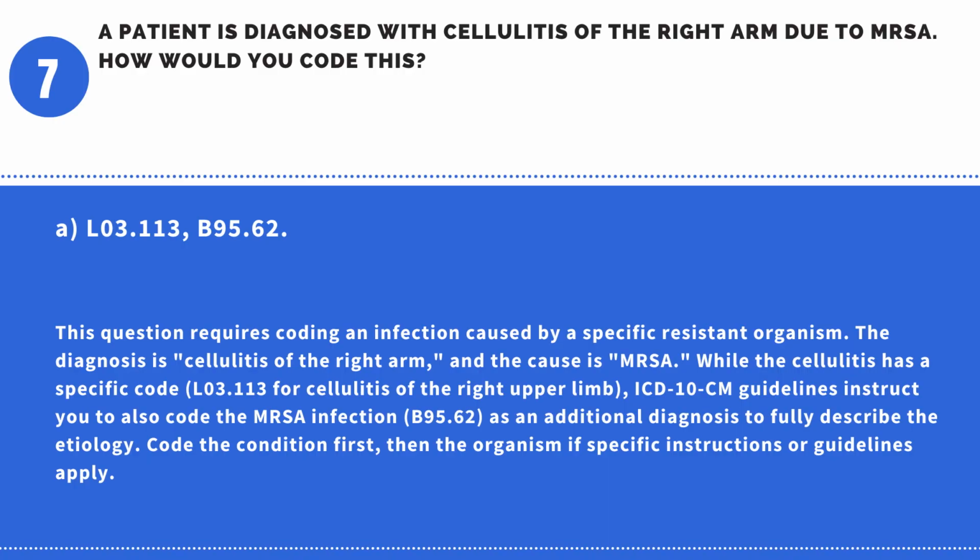While the cellulitis has a specific code, L03.113 for cellulitis of the right upper limb, ICD-10-CM guidelines instruct you to also code the MRSA infection, B95.62, as an additional diagnosis to fully describe the etiology. Code the condition first, then the organism if specific instructions or guidelines apply.